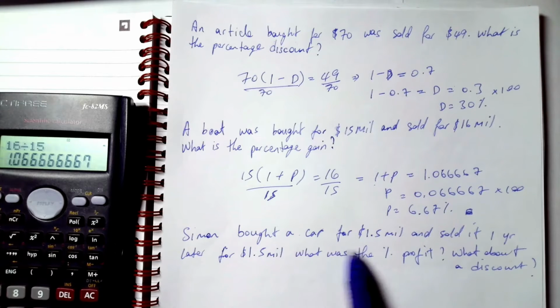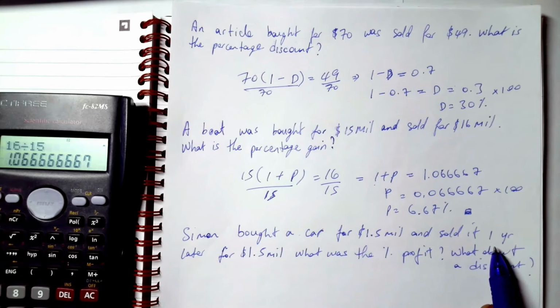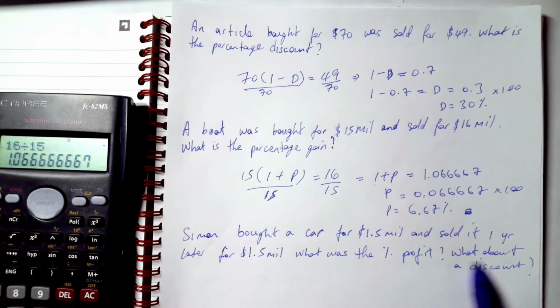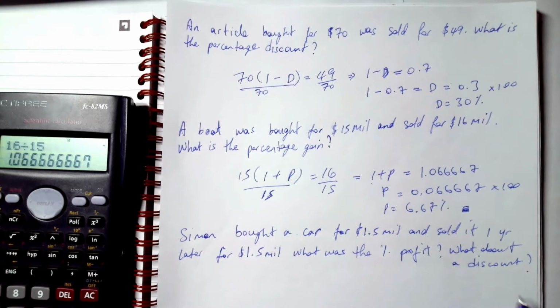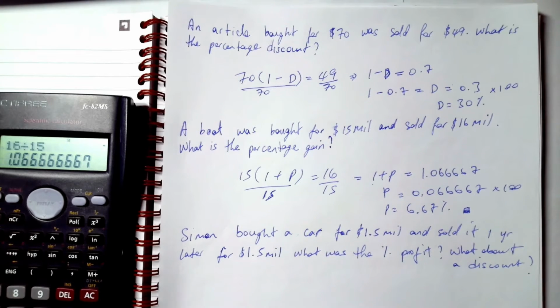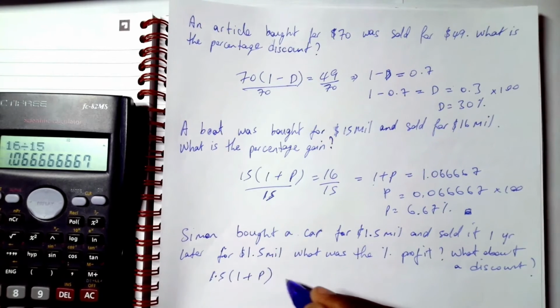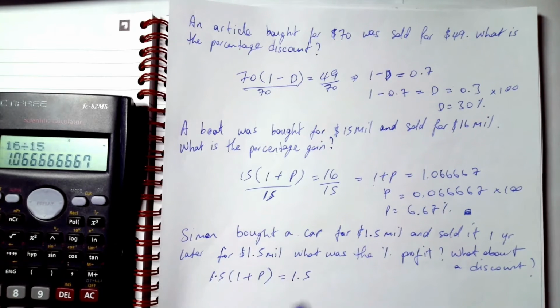Simon bought a car for 1.5 mil and sold it 1 year later for 1.5 mil. What was the percentage profit? What about a discount? Alright, so was there a profit? Was there a discount? We don't know. Let's see if there was a profit. Let's do our setup. 1.5 mil multiplied by (1 plus P) is equal to 1.5 mil. Alright, this is how we'd set it up if it was a profit.